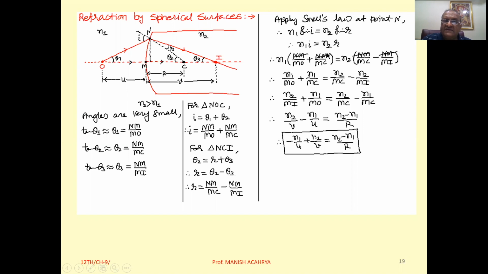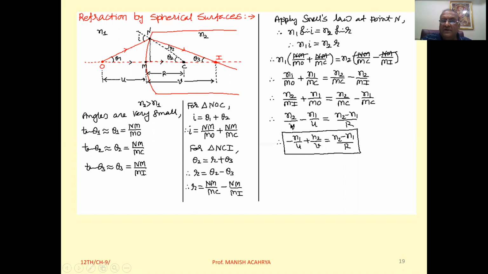હવે see, બંને side થી NM common લઈ લો, cancel થઈ જશે. So now we can write N1 upon MO plus N1 upon MC equals N2 upon MC minus N2 upon MI. So now take this N2 upon MI term on the left hand side, and this N1 upon MC on the right hand side. So you will get N2 upon MI plus N1 upon MO is equal to N2 upon MC minus N1 upon MC.